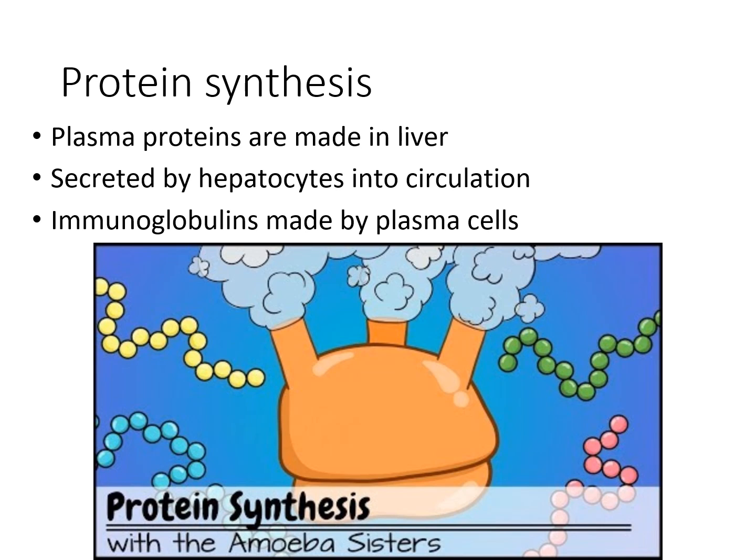Protein synthesis. So the origin of plasma proteins. So most plasma proteins are synthesized in the liver. Hepatocytes or liver cells are the primary producers. These proteins are secreted directly into the circulation.